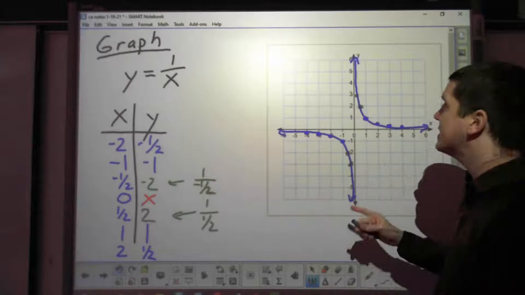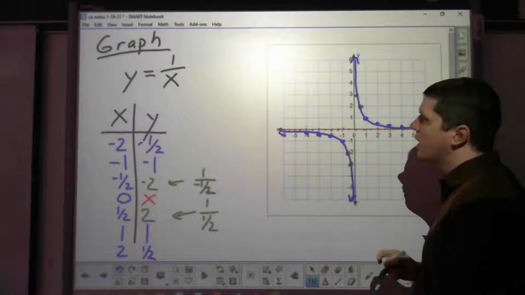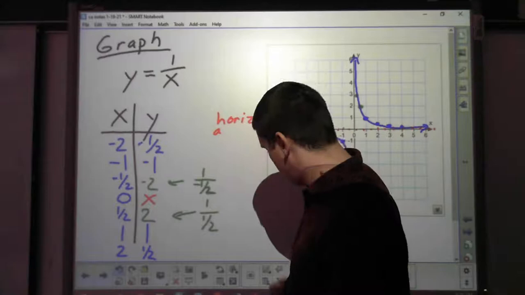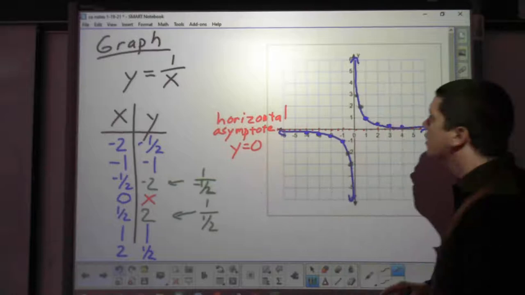going on here. So we can see that I'm getting really close to that x-axis because right here, I have a horizontal asymptote. Specifically, my horizontal asymptote here is at y equals 0. But now if we look closer, I also have a vertical asymptote.